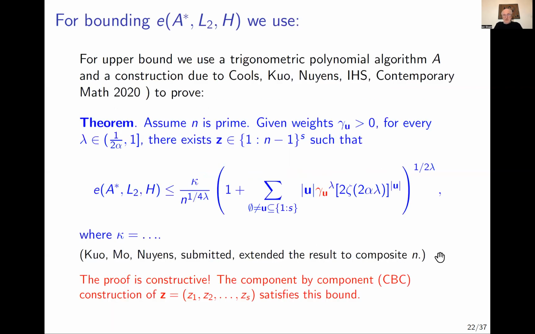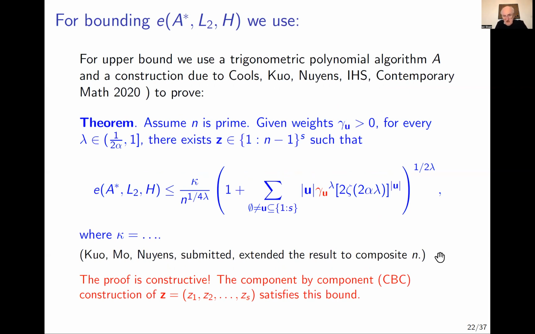Well, for the upper bound in that comparison, we use a trigonometric rule, and it gives us a known result from a paper by Kuo, Nuyens, and Sloan in 2020. It gives us a specific upper bound on the worst case error. So there we are. That's for n prime.